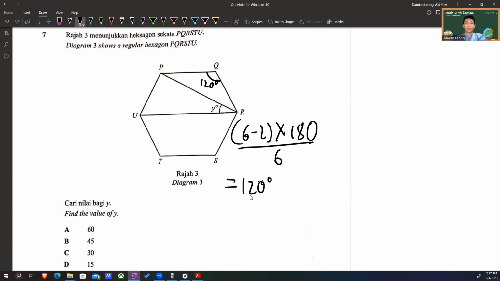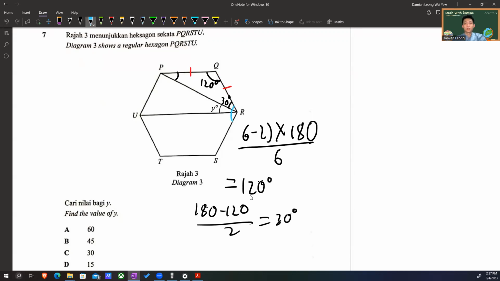I want to find y here. All these sides have the same angle. When I split like this, PQR is an isosceles triangle, meaning these two angles are the same. So if I take 180 minus 120, divided by 2, I get each of these angles, which is 30 degrees.